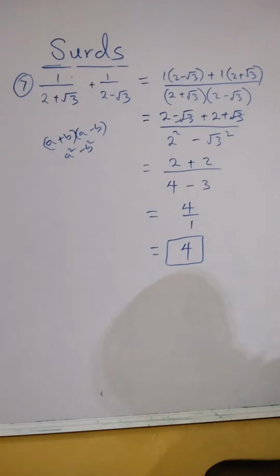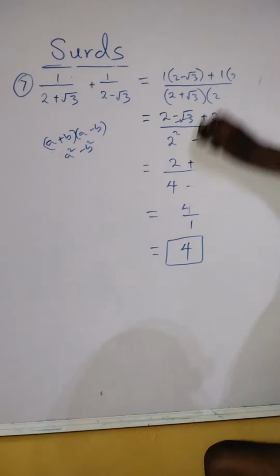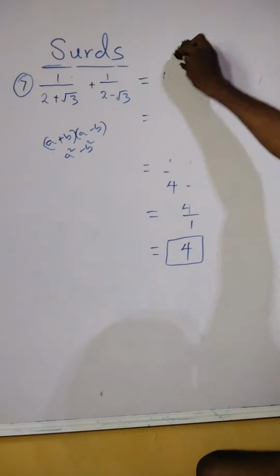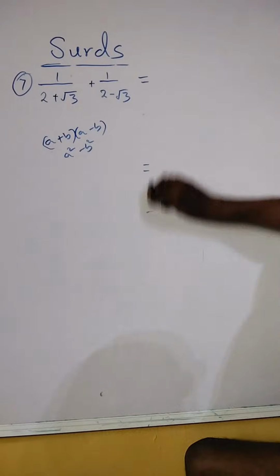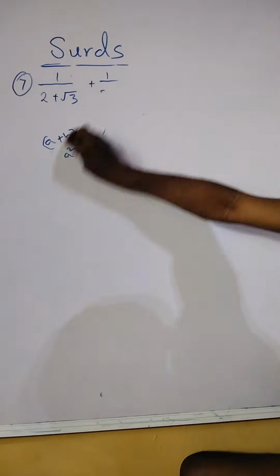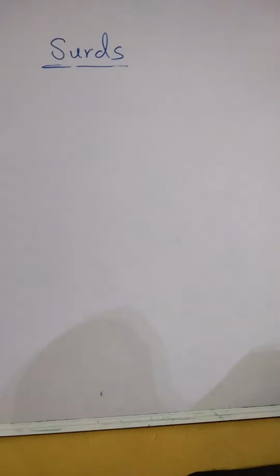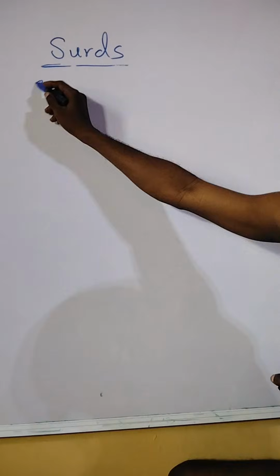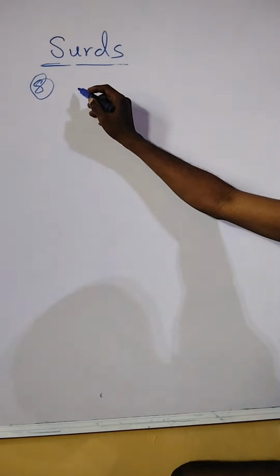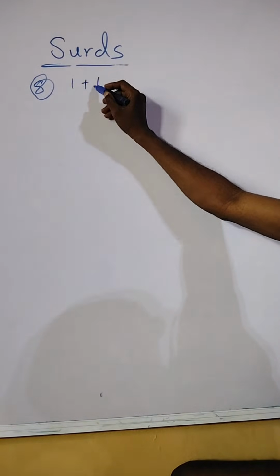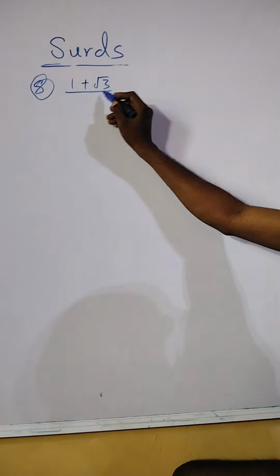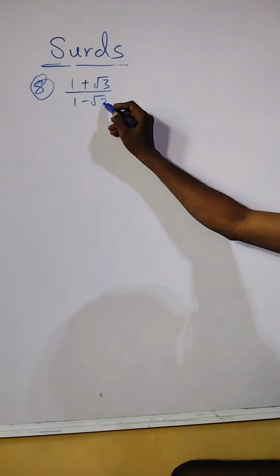All right. Now, let's consider another one here. I will call this number 8 in this class. So simple and interesting one. That is, that we evaluate 1 plus root 3 divided by 1 minus root 3.